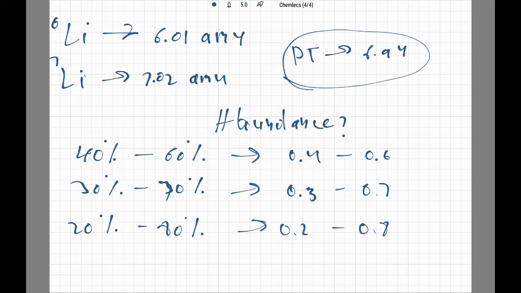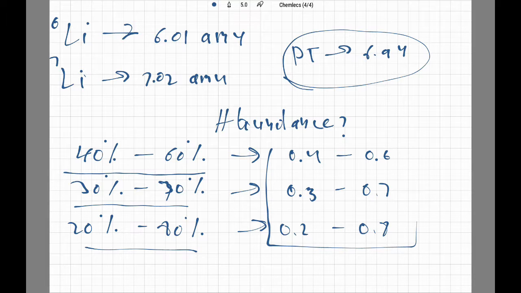First of all, we should know that if we have 40% of one thing, then 100 minus 40 gives us 60, so we have to have 60% of the other thing. And the same thing applies to this and to that, and also we should be able to convert them to fractions as well. So 40% means 0.4. Okay, so if we have 0.4 of something, then we should have 0.6 of the other thing, and so on.